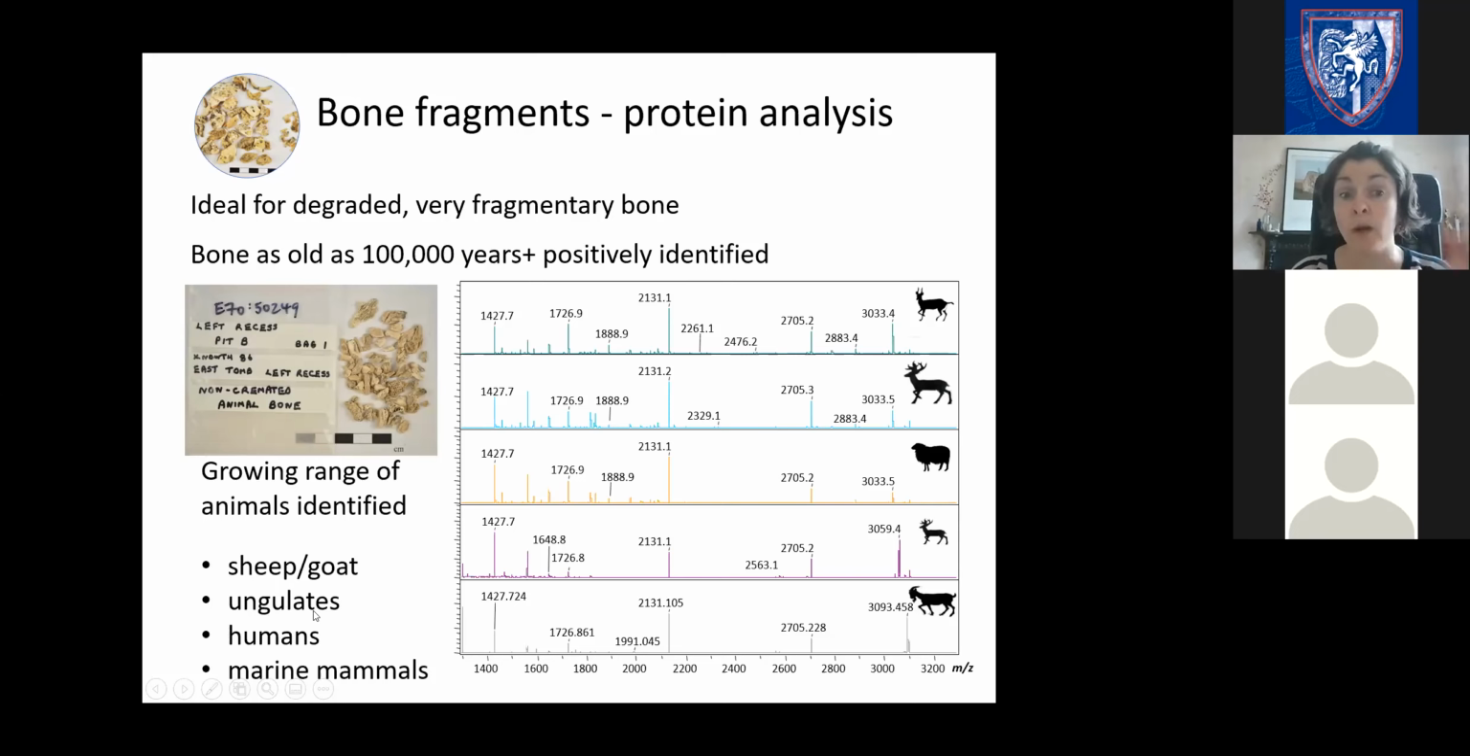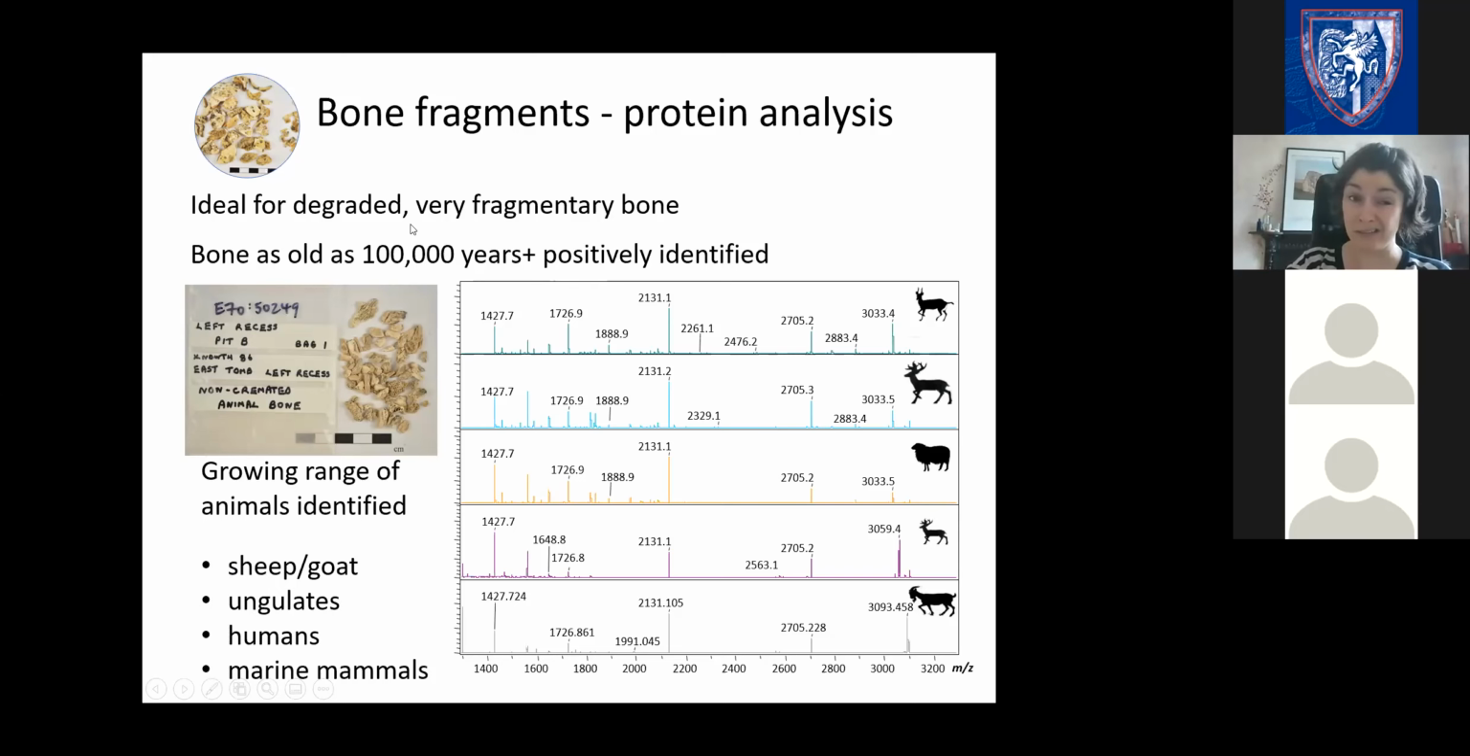More recently, it's been widened out to wider ungulates, so deer and things like that. We can tell humans apart from animals and marine mammals. So that range of animals is ever expanding as people do more and more work. And this is all the work of labs like Manchester, and Michael Buckley and York. They've done analysis on some very, very old bones, 100,000 years plus, and they've got secure IDs on that, so it can be very old.